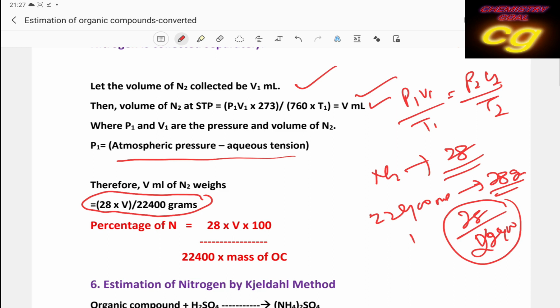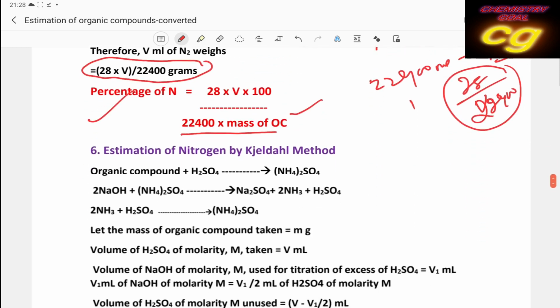Then what is the percent of nitrogen? So 28 into V into 100, upon 22,400, the molar volume, into the mass of organic compound taken. This is the common formula, same formula, only the data will change. What is 28? The molar mass of nitrogen. What is V? The volume of nitrogen collected at NTP. Into 100, because we are calculating percentage, upon 22,400, the molar volume at NTP, into the mass of organic compound. Always try to remember this formula. So this is the estimation of nitrogen by the Dumas method.